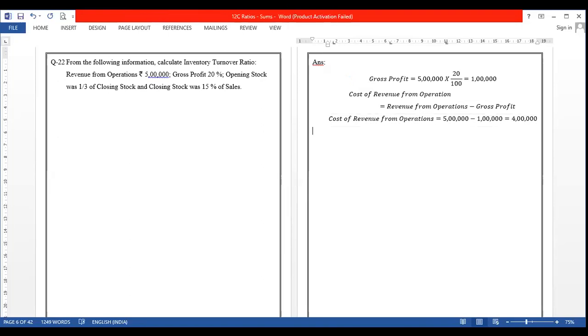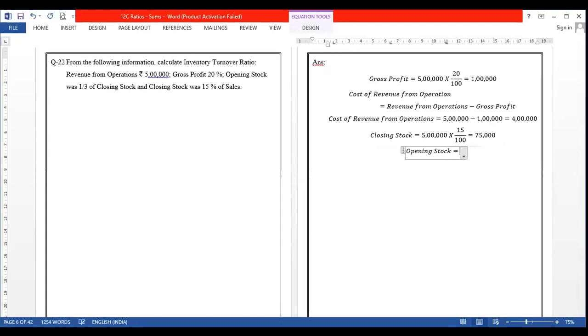Then what? First, we will find closing stock by 15% of sale. Closing stock, the hint is very clearly given to us. That's 15% of sales. Sales is rupees 5 lakh, so 15% of 5 lakh. How much will that be? 75,000.